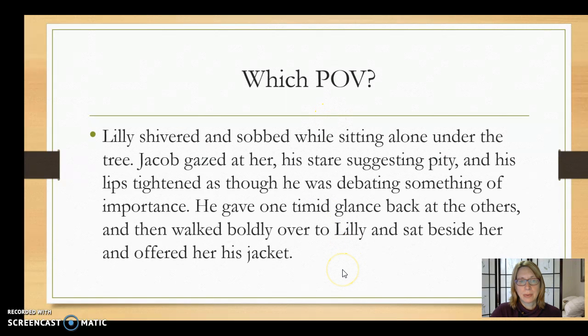Next, let's look at this one. Lily shivered and sobbed while sitting alone under the tree. Jacob gazed at her, his stare suggesting pity, and his lips tightened as though he was debating something of importance. He gave one timid glance back at the others, and then walked boldly over to Lily and sat beside her and offered her his jacket.